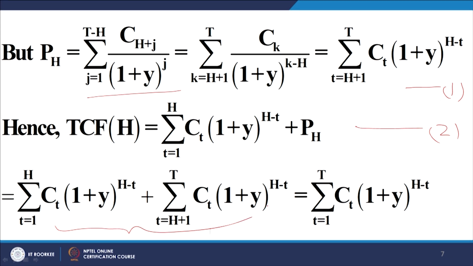And if you look very carefully at this expression, the first term is the summation from t equal to 1 to capital H of what? C_t (1+y) to the power h minus t. The second term is the summation from t equal to h plus 1 to T of C_t (1+y) to the power h minus t. In other words, the summands of both the terms are the same, C_t (1+y) to the power h minus t. The first summation involves terms from t equal to 1 to t equal to h. The second term involves summation from t equal to h plus 1 to t equal to capital T.